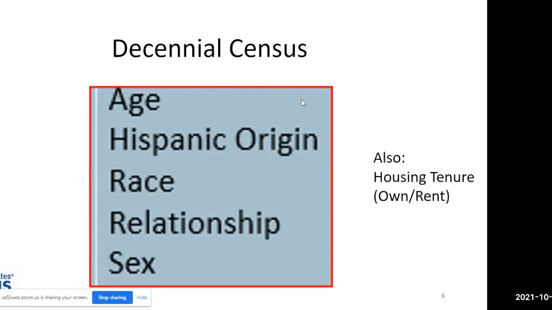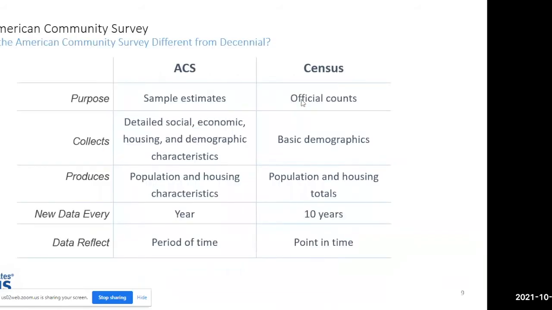So that's what the decennial census has been now for the past 2 decades, because the American Community Survey kicked in in 2005. And so just to make a distinction again between the two, the American Community Survey and the census, the American Community Survey, as I said, is a sample. It's a large sample, but it is a sample, and it gives us estimates of the characteristics of the population. Whereas the census, or the decennial census, is the official count that's used to redistribute the House of Representatives, etc.